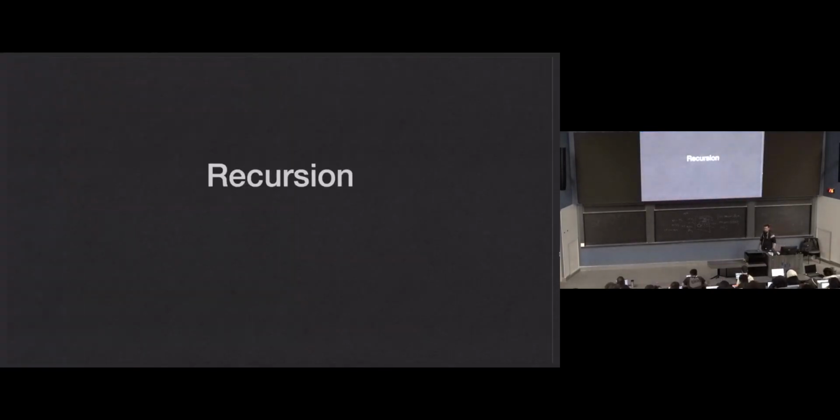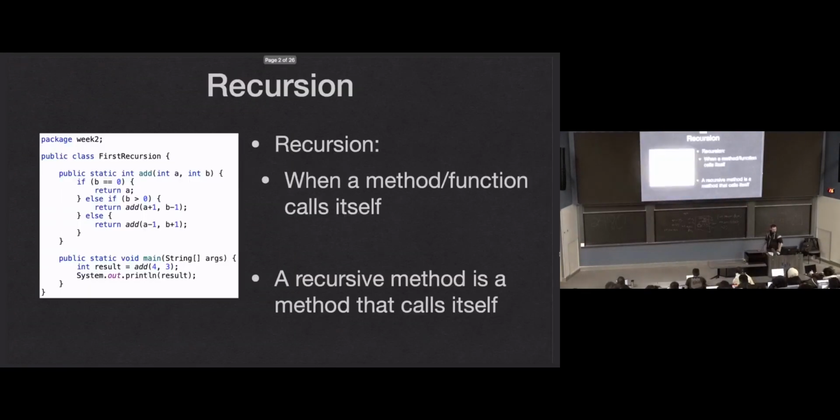All right, let's talk about recursion. Recursion is when a method or a function, or in general, whenever something refers to itself. Recursion is when a method or function calls itself. So a recursive method is a method that calls itself. This method calls itself.